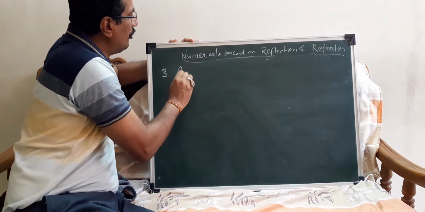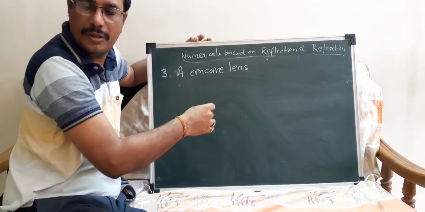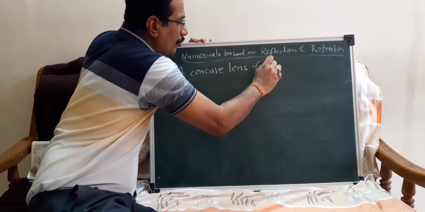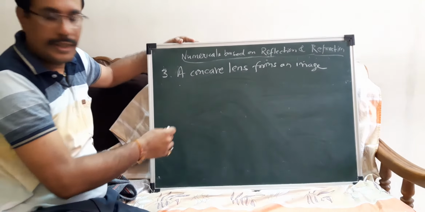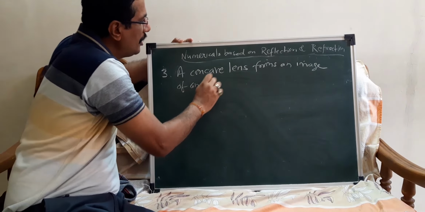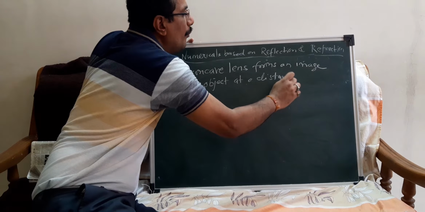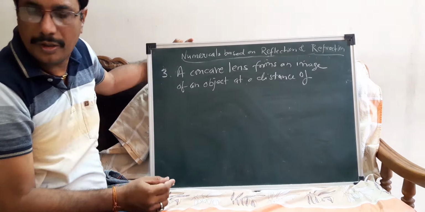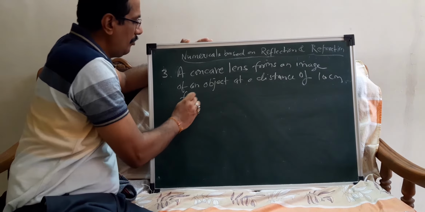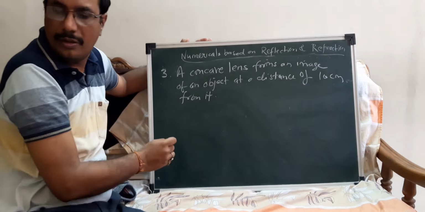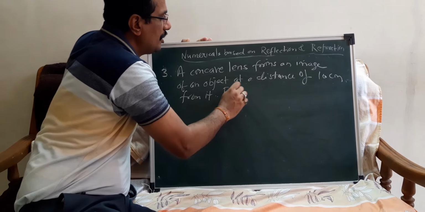Now the next question: a concave lens forms an image of an object at a distance of 10 centimeter from it. Find the object distance if the focal length of the lens is 20 centimeter. You have to calculate the object distance here.